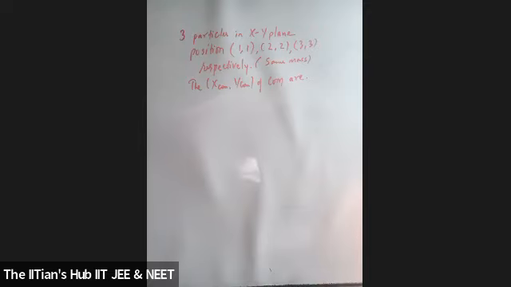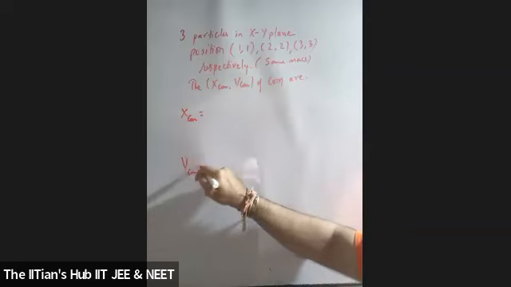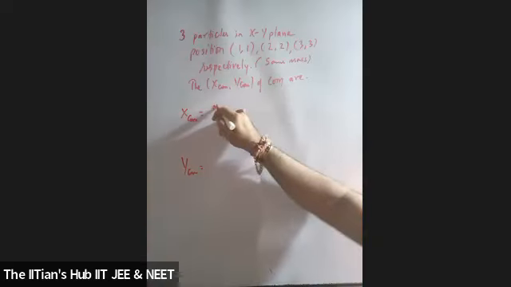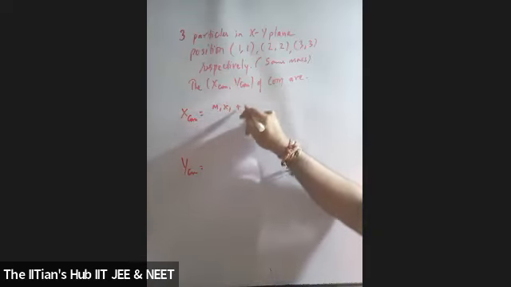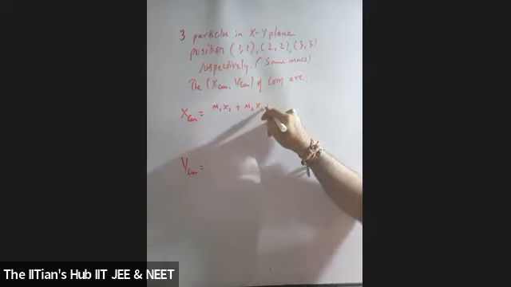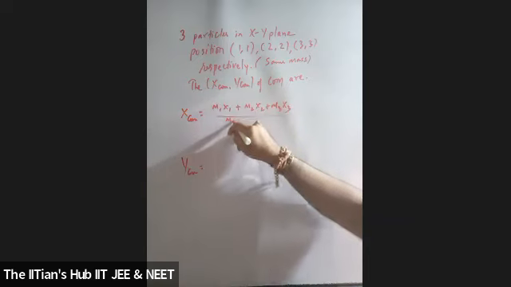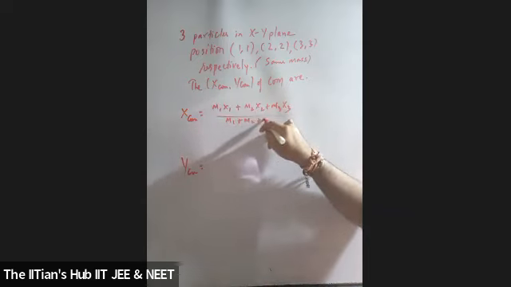Since M1, M2, and M3 are the same, we'll let the masses be M only, because all three masses are same. So what's the formula for XCM and YCM? XCM will be M into 1 plus M into 2 plus M into 3, that is, M1 X1 plus M2 X2 plus M3 X3 upon M1 plus M2 plus M3.